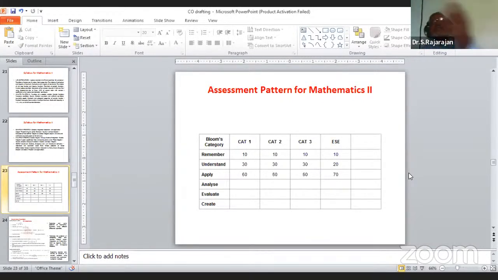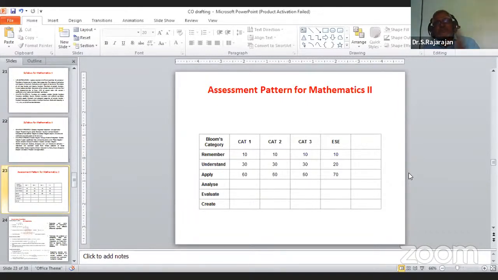When you increase the knowledge level of the students, only then can we ask 70 marks from apply level in the end semester examination. Only then will the quality of students increase. Teach them well at K3 level, and ask them well-oriented questions, not the same questions.